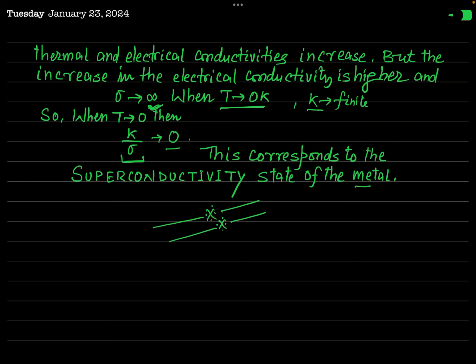So I hope you have understood this very important application of Drude theory, which explains the Wiedemann-Franz law, and I hope there is no doubt in your mind. So watch the video seriously, write down these things in your notebook, and that will be very good notes for your examination purpose. Okay, thank you very much.